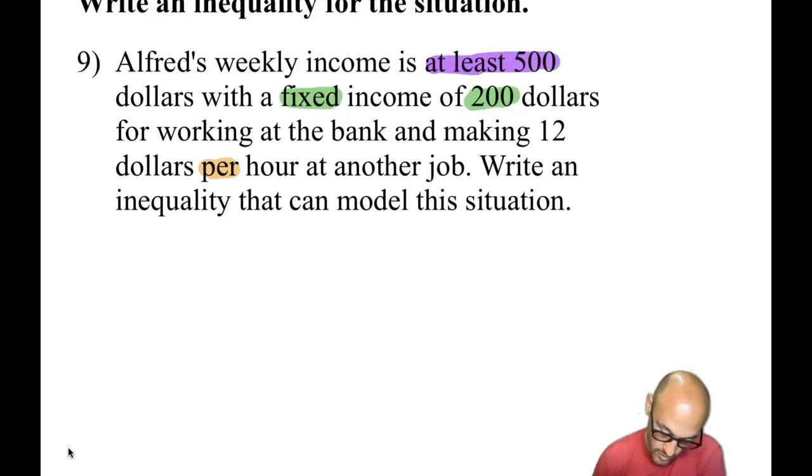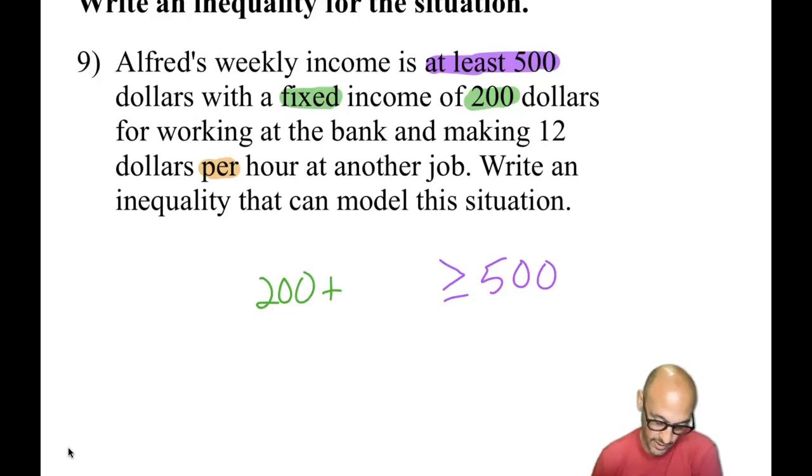So whatever it is we're talking about, it is going to be greater than or equal to, so at least 500. We have the 200, that's the fixed income, plus for working in the bank, and $12 per hour at another job. So here we have $12 per or times the number of hours. So that is our inequality for this situation.